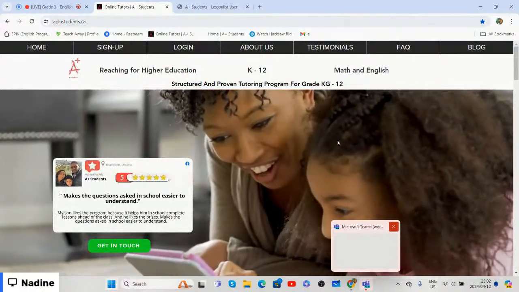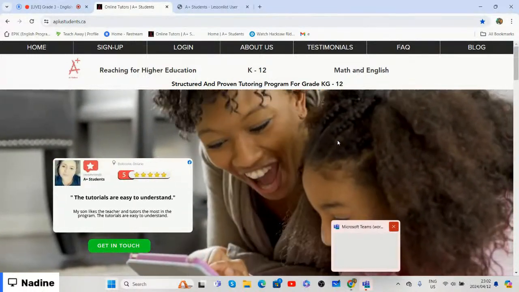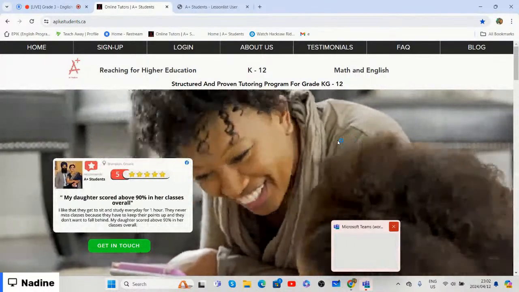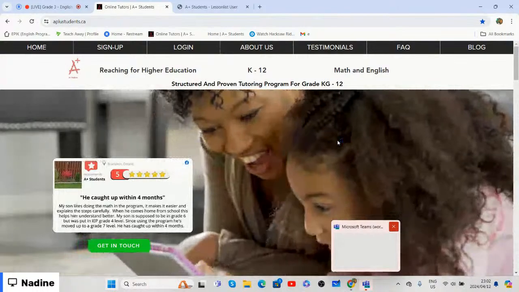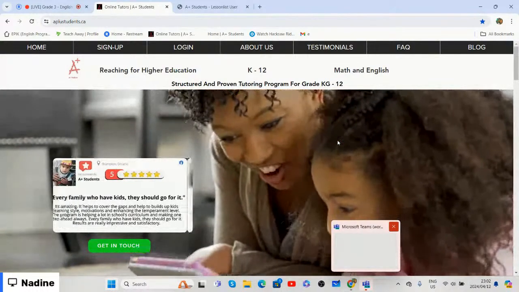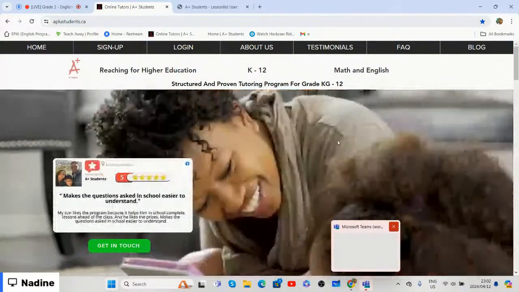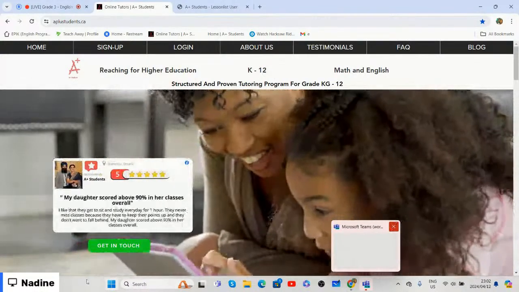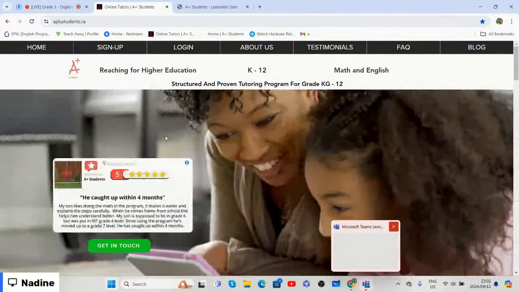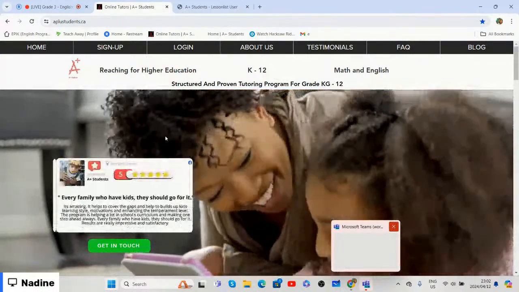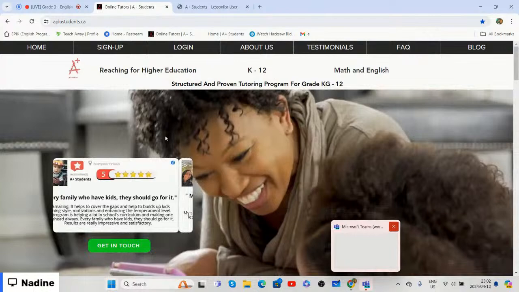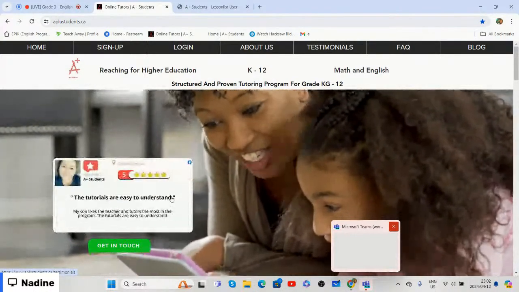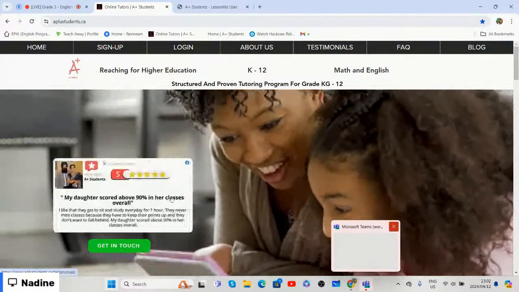Today, we'll be doing our grade 3 English lesson on sequence of events. And before we start, we're going to log on to aplusstudents.ca. Once you've logged on to aplusstudents.ca with our username as well as our password, we're going to select the subject of language arts, grade 3.